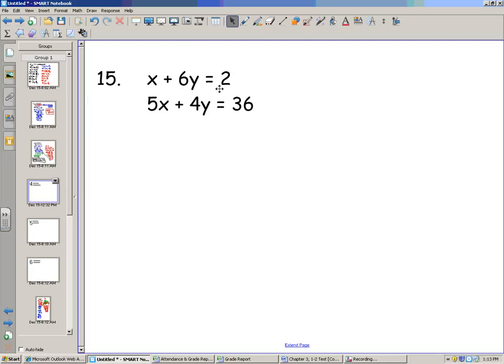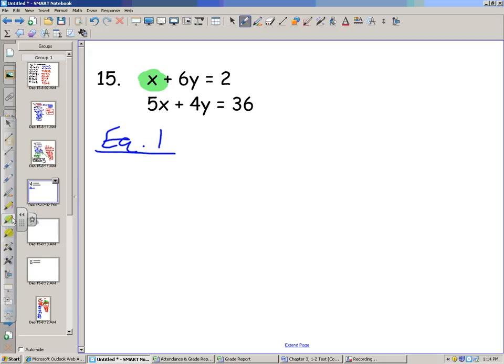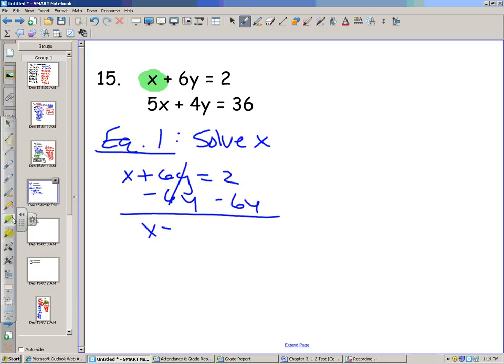Good. Number 15. So now, I have to do this also by substitution, so what do? I am going to take equation 1. Why equation 1? Because I have a 1x there, yes? Now, I have equation 1, so I'm going to solve this for x. X plus 6y is equal to 2. I'm going to subtract 6y. X is equal to negative 6y plus 2. Agree? Box it in.